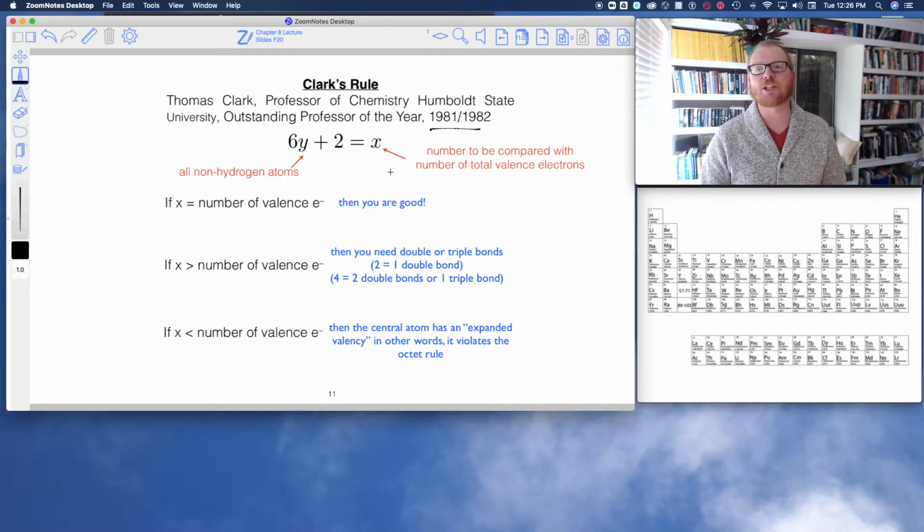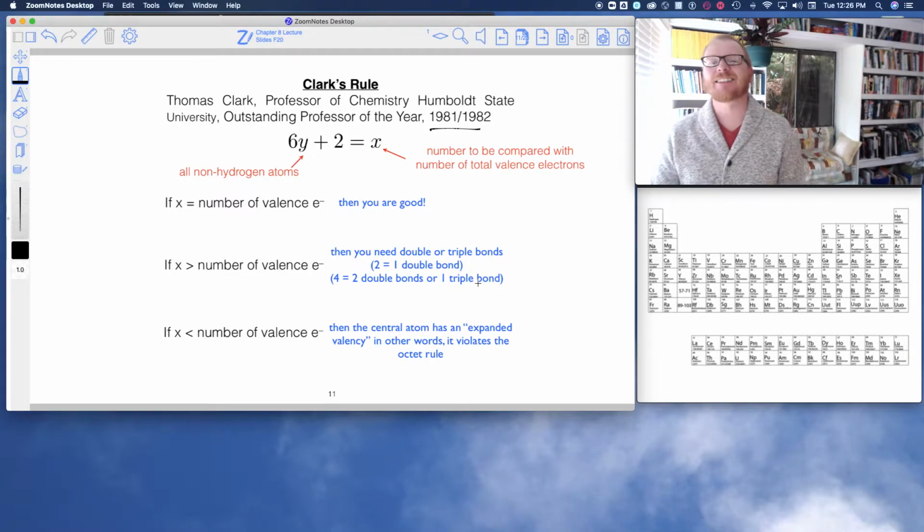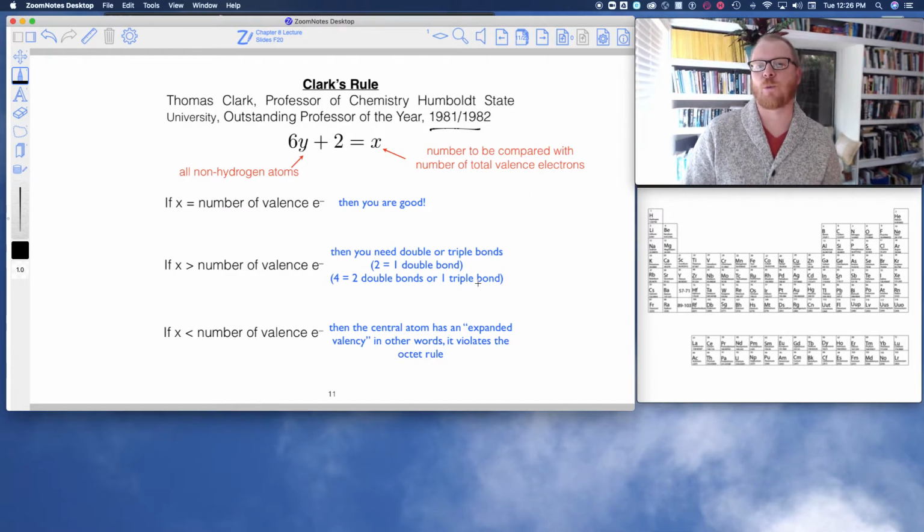So what does this equation mean? In this, y is the number of all non-hydrogen atoms. x is the number to be compared with the total number of valence electrons. And I'm going to work through some examples. It's an obscure looking equation. The math is obviously simple, but we'll work through some examples to see what this does.